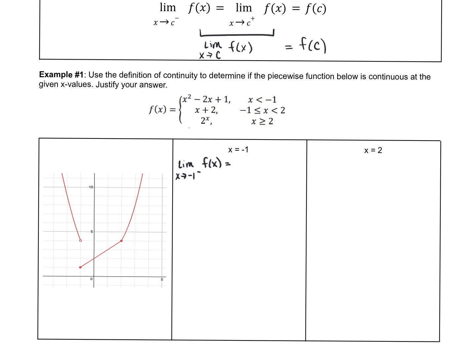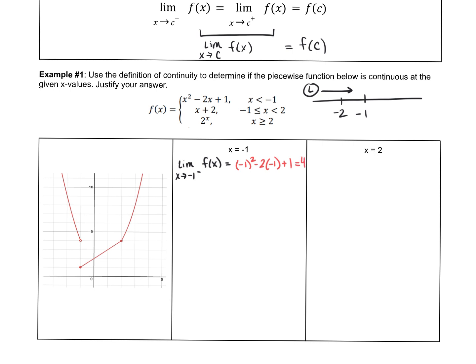At -1, this function is to be used when x is less than -1. On a number line, here's -1, here's -2. All the values that are less than -1 are coming in from the left. So this function up here is my left, and I'm going to plug into that. So -1 squared minus 2 times -1 plus 1. Let's see, what does that come out to? 1 plus 2 is 3, plus 1 is 4.